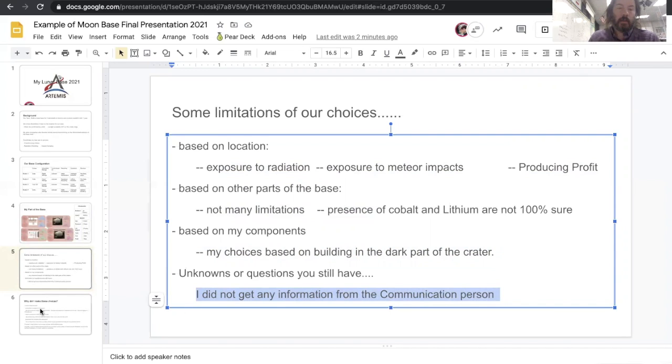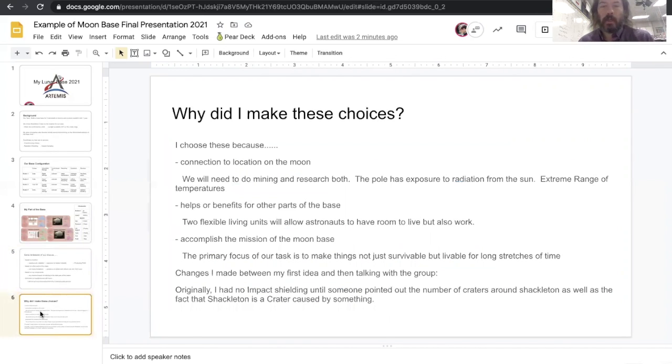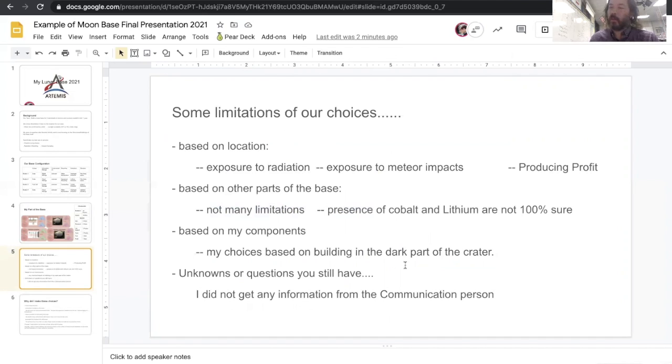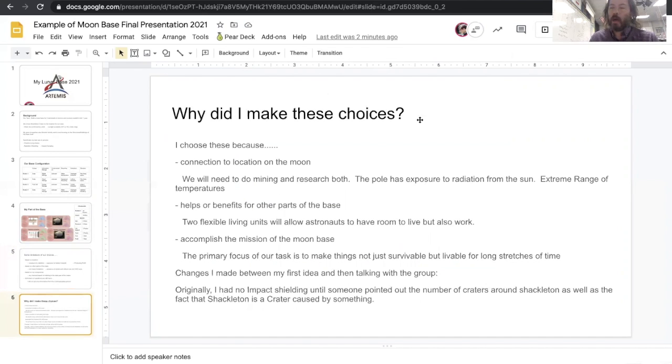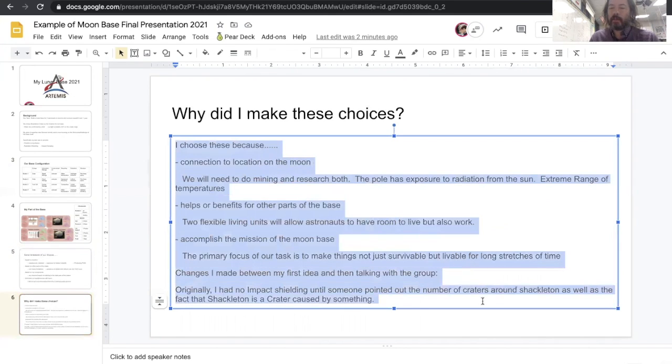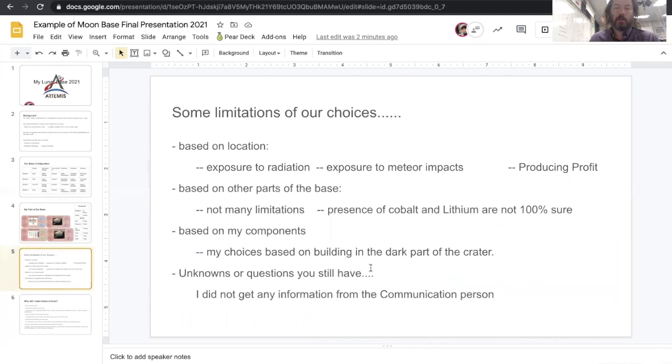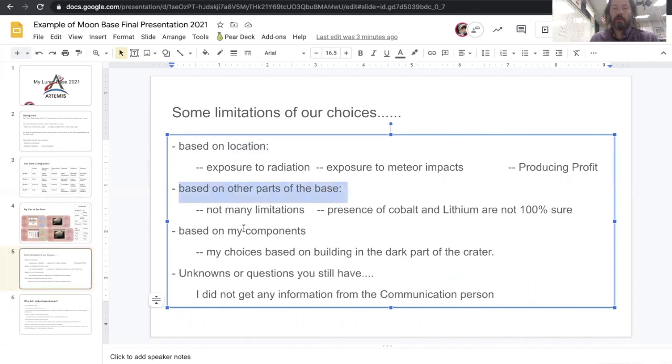Tell me that. And then the last one is your why. Why did you make your choices? I chose these. Okay. And so this is more about limitations. What are the problems? And then this is more about why did you make all of your choices? Okay. And you can totally delete all the text that's in here and make it however you want, but those are the questions you should be answering. Same with any of these slides. You can totally delete all that text and make it your own way, but you should be talking about base location, parts of the base components, and unknowns.